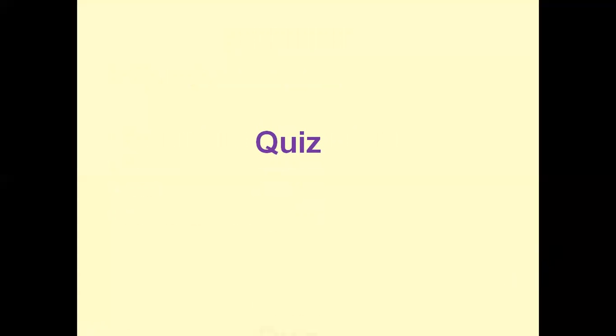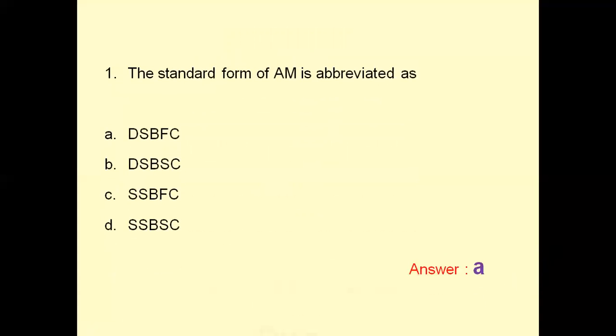So with this knowledge, you must be able to answer the following quiz questions. One, the standard form of AM is abbreviated as: option A, double sideband full carrier, DSB-FC; option B, DSB single carrier; option C, SSB full carrier; option D, SSB suppressed carrier. The standard form of AM contains two sidebands and a carrier, so it is a double sideband full carrier. Option A is the correct choice.